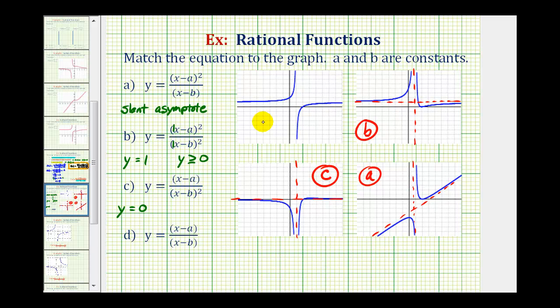Of course, this will be the graph of equation D, but let's see why. First, notice how the degree of the numerator and denominator are both 1, which means the horizontal asymptote would be y equals 1 divided by 1, or y equals 1. And it has a vertical asymptote of x equals b. And this is the form of the type of rational function we're used to working with. So this graph here should look familiar. This would have to be equation D, because we have a horizontal asymptote of y equals 1 and a vertical asymptote.